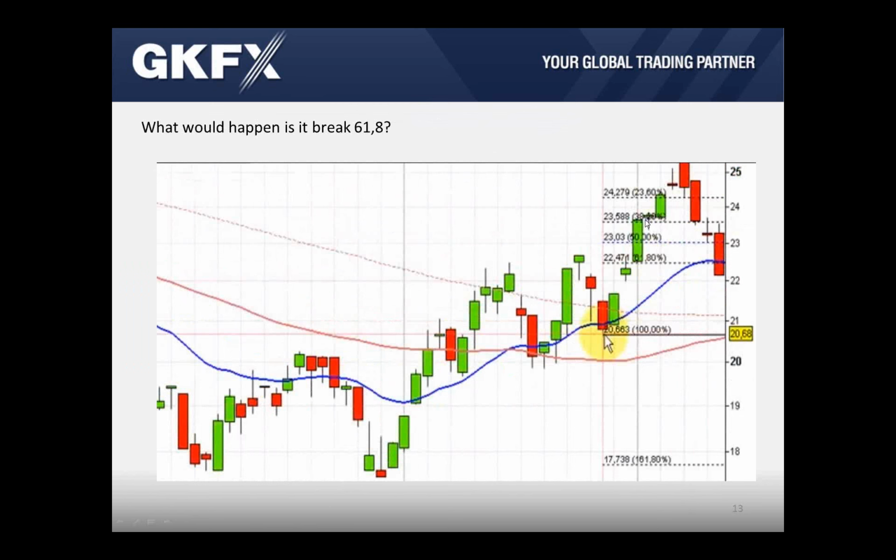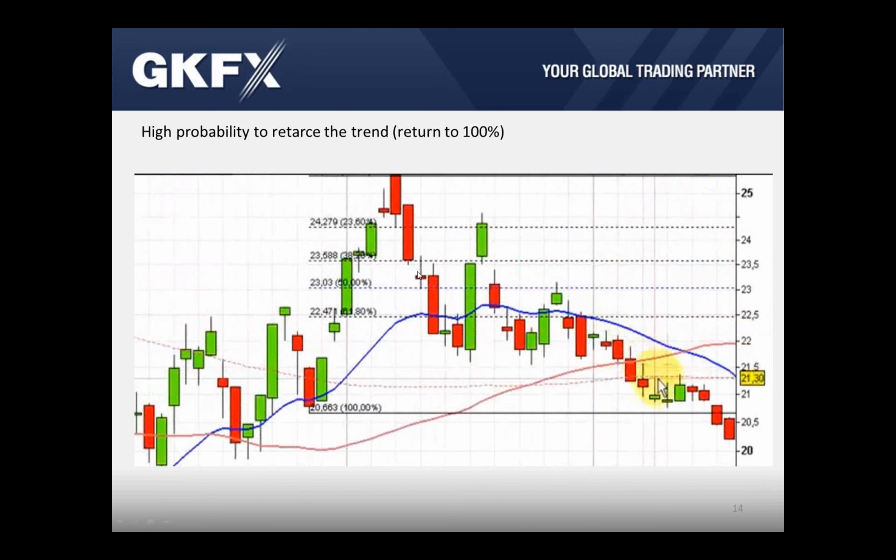So, about the last retracement, 61.8: what would happen if it breaks the last retracement, 61.8? Here you can see the exchange rate is breaking 61.8, so we may anticipate a reversal. Here it was a bit tricky, but we finally reached 100. We broke 61.8, we bounced below the first retracement. We bounced again below 23.6. We bounced below 50%. And finally, we broke 61.8 to reach 100.